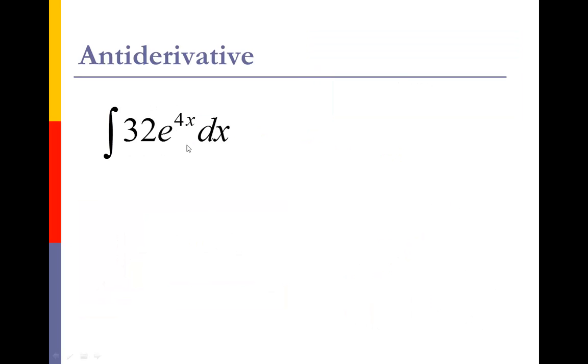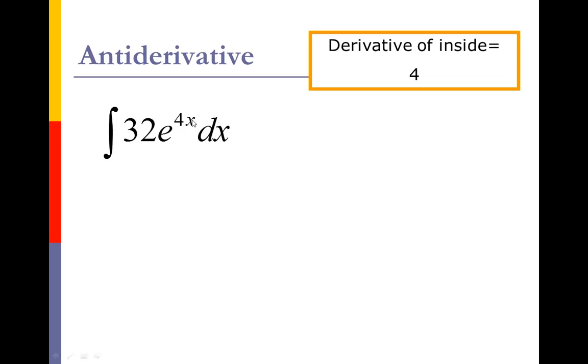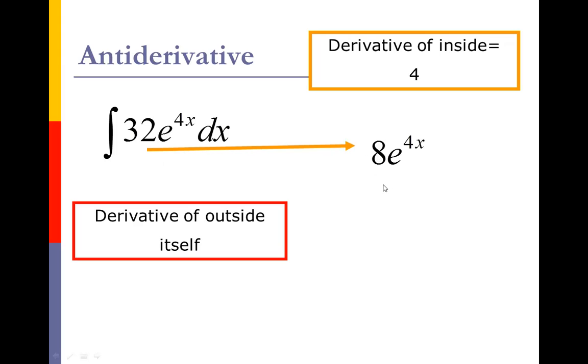Okay, so the antiderivative of 32e to the 4x. Well, the inside piece is 4x. The derivative of the inside is 4, so I divide that out. I get 8. And then the antiderivative of the outside, the exponential, is itself. And so basically the antiderivative of the e piece is going to be 8e to the 4x. And there is our antiderivative of 32e to the 4x. Okay, just a nice little two-step, doing the opposite things in the opposite order.